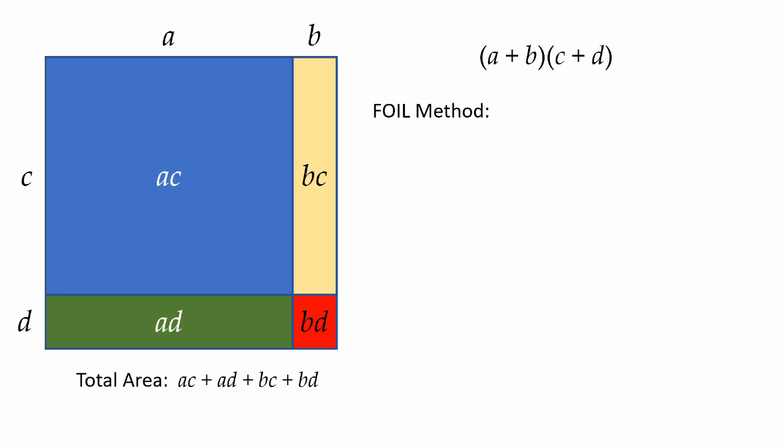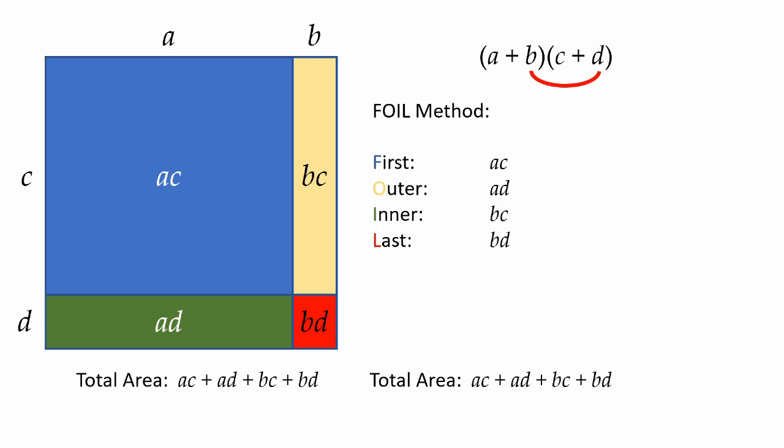By this method, the first product is AC. The second product is the product of the two outer terms, so it's AD. The third is the inner product, which is BC. And the last is the last two terms, which is BD. To get the total area, we add all of these terms up and we get the same thing for both methods. This is the total area, which is AC plus AD plus BC plus BD.